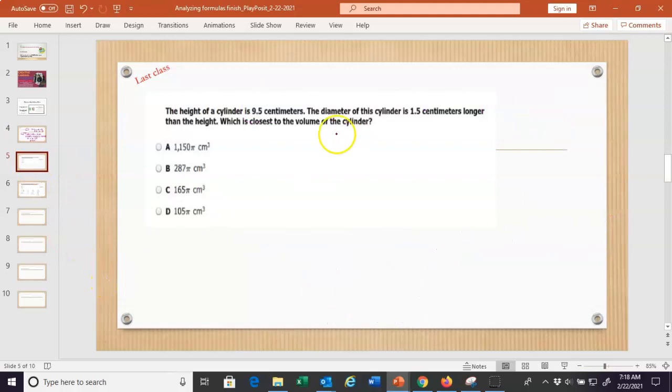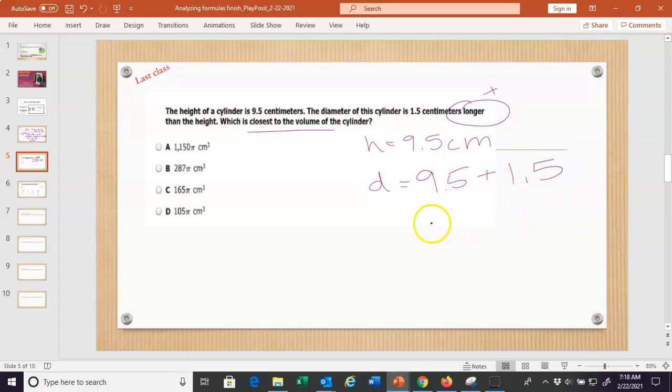The height of a cylinder is 9.5 centimeters. The diameter is 1.5 centimeters longer than the height. What is the closest volume of the cylinder? So the diameter is 1.5 centimeters longer. This word longer, that should make you think of a certain operation, right? Addition. So if the height's 9.5, the diameter is going to be 1.5 longer. So we're going to add 1.5 to that. So that is 11, right? The diameter is 11 centimeters.